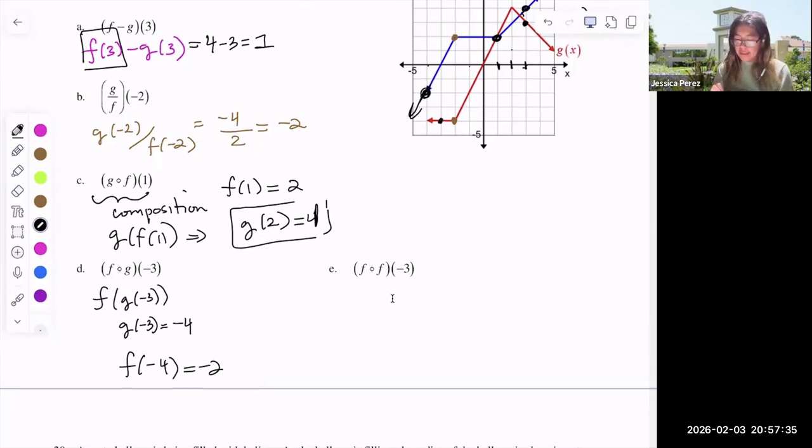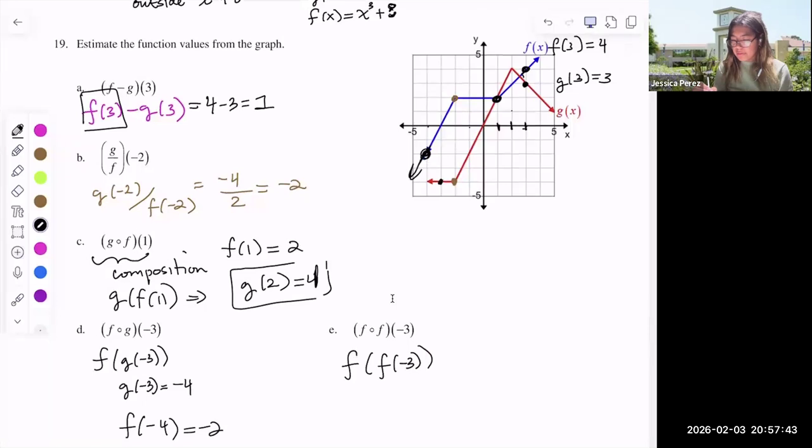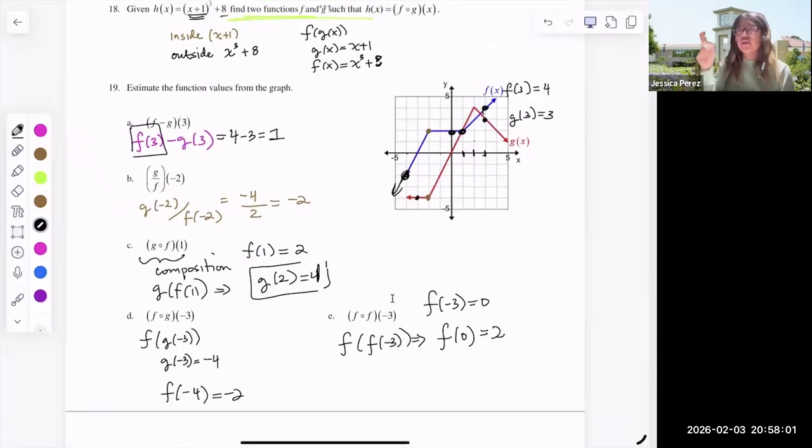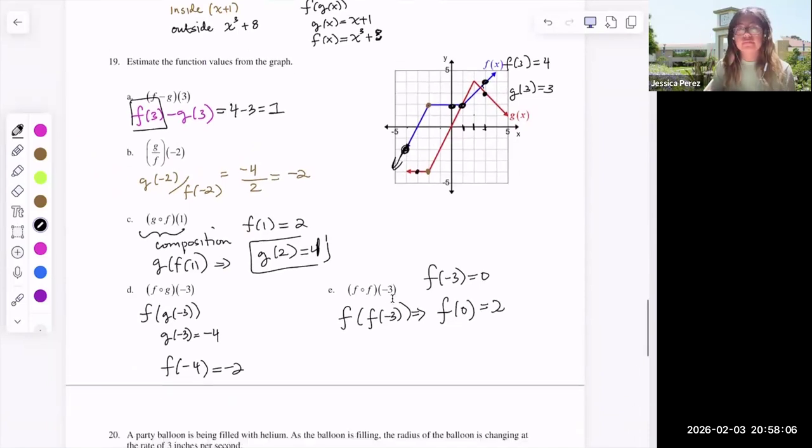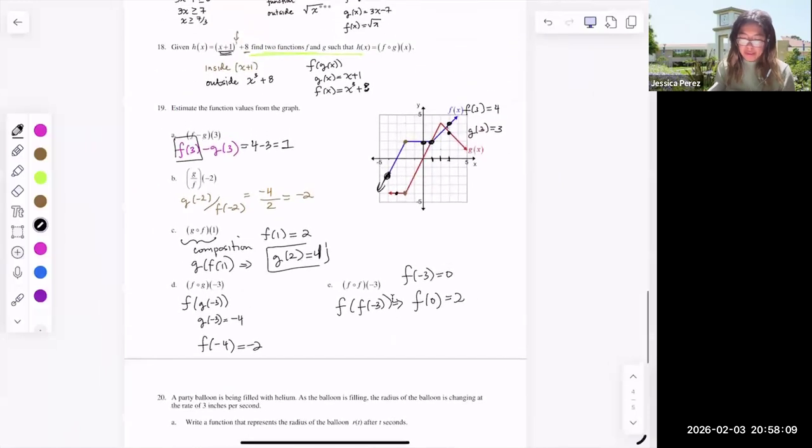And last but not least, on E, we have f of negative 3. F of negative 3. F is the blue. I have 1, 2, 3. That's 0. So f of negative 3 is going to give me 0. So what's f of 0? F of 0 is actually positive 2. So 0, go up, it hits at 2. So you're going back and forth between the function and the graph and the function. And that gives me the solution for question 19.